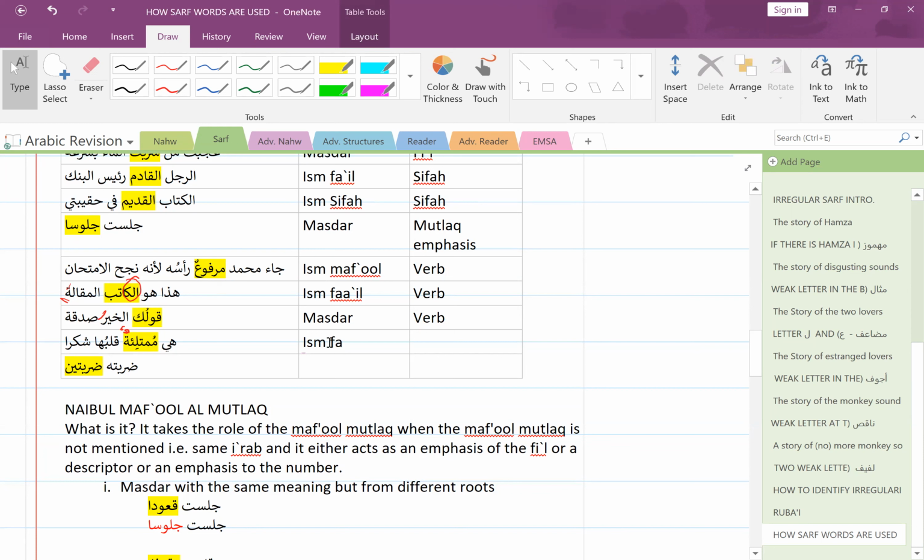So even if you don't know the word, you've never had it before, you just ask yourself, what does it match with? What do I know of sarf that I can use to recognize it? And I know that this one ممتلئة is an اسم فاعل. But what is it doing here? Yes, it's acting as a verb, because if you look at the next word, قلب is the fa'il of ممتلئة. So here ممتلئة قلبها شكرا.